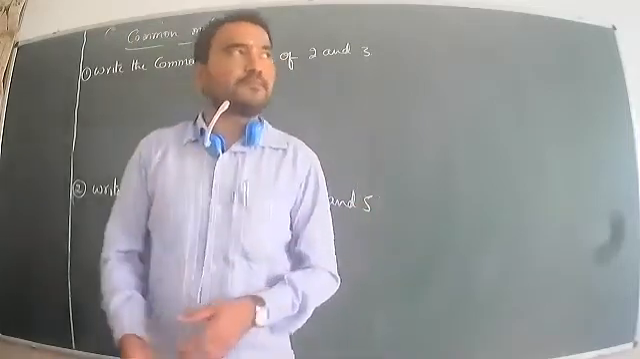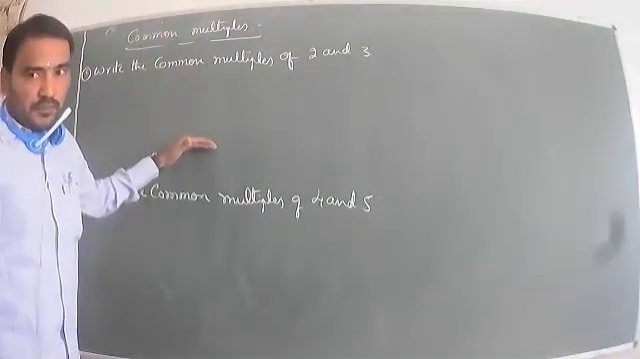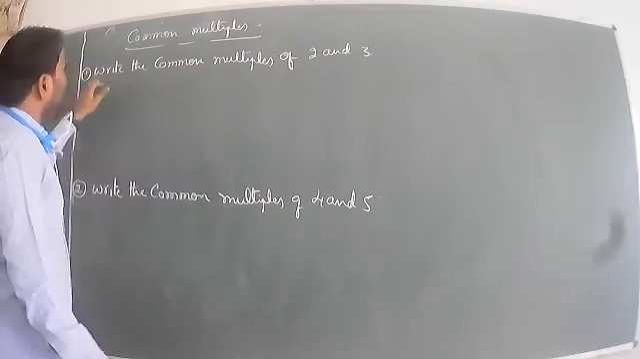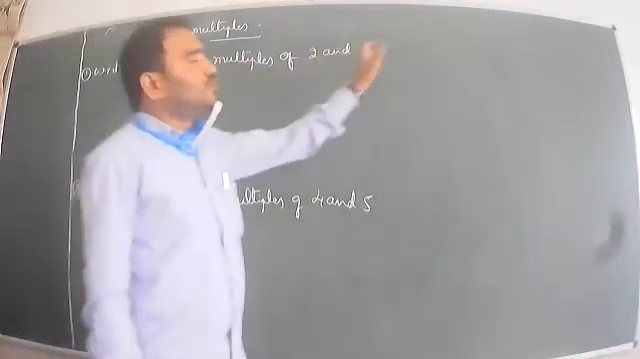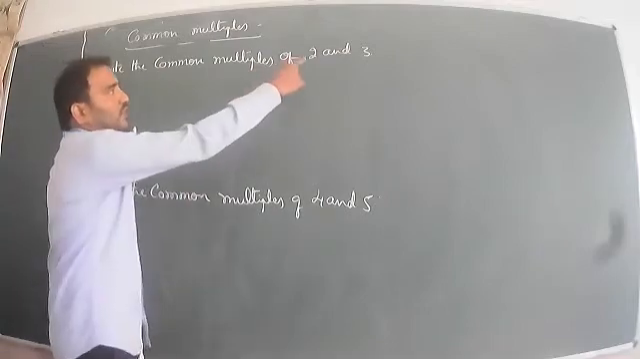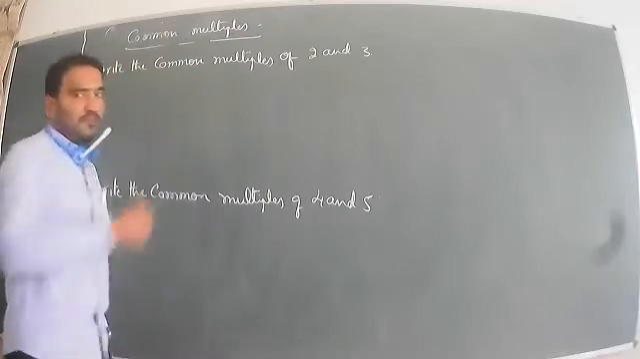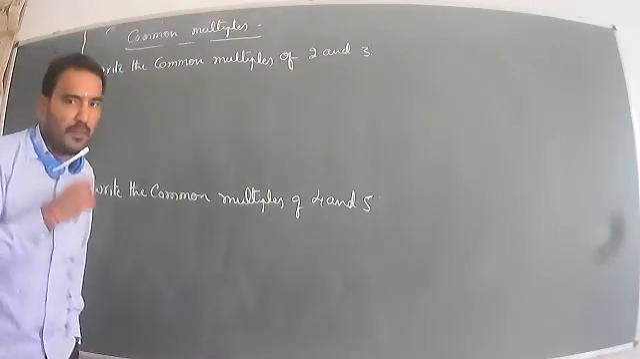Okay, next. So common means it should be in both, that is why we call it common. Write the common multiples of 2 and 3. Okay, so first we should write the multiples of 2, and write the multiples of 3. Both the numbers having the same number, that we call common multiples.